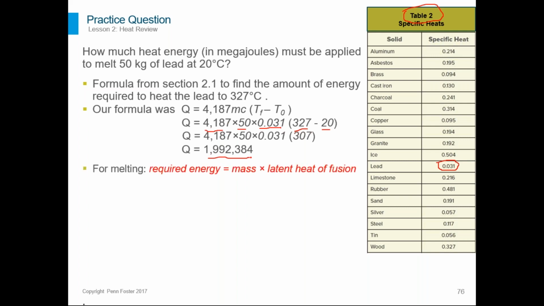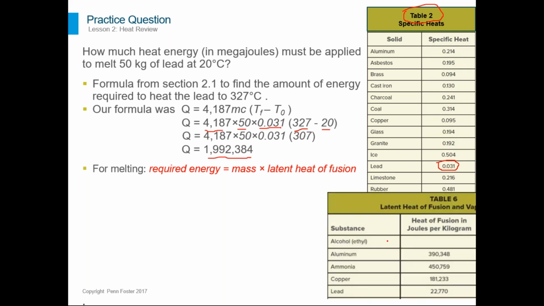Okay, our next step is finding the actual energy used for the latent heat of fusion. So that was just mass times latent heat. So our latent heat of fusion for lead is 22,770. So we take the mass times that number, and this is our energy to melt it.